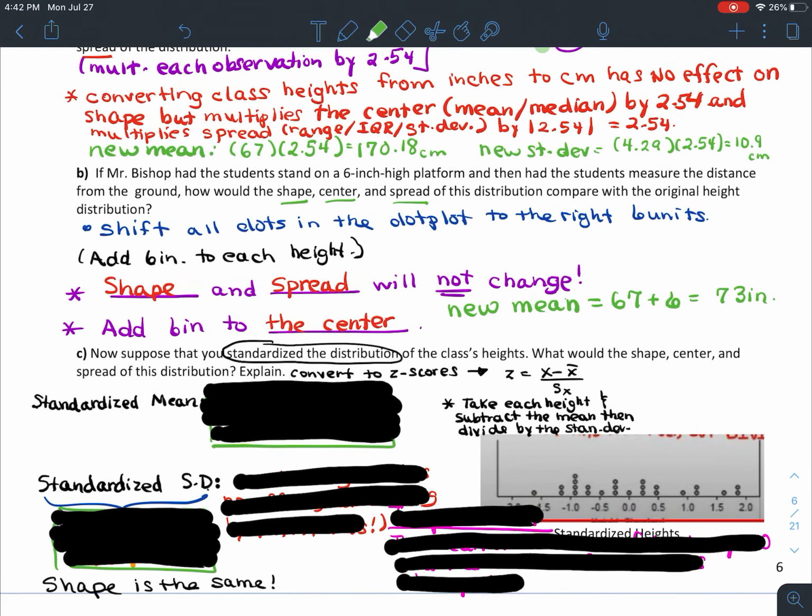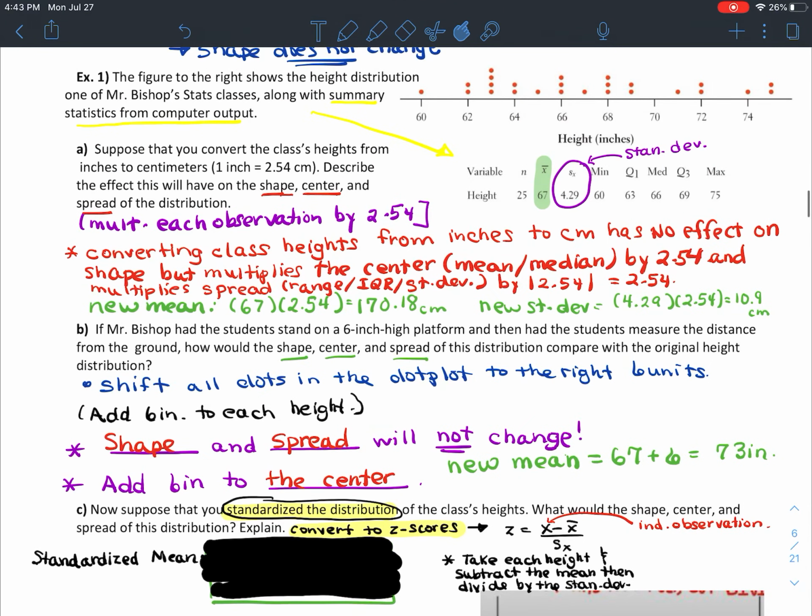Okay. All right, now this is really important. It says, now let's suppose that you standardize the distribution. When you see that word standardize, that means you're converting all the values into z-scores. Okay, this was the previous video. Remember when we do this, the first value represents the individual observation. So you would take one person's height.